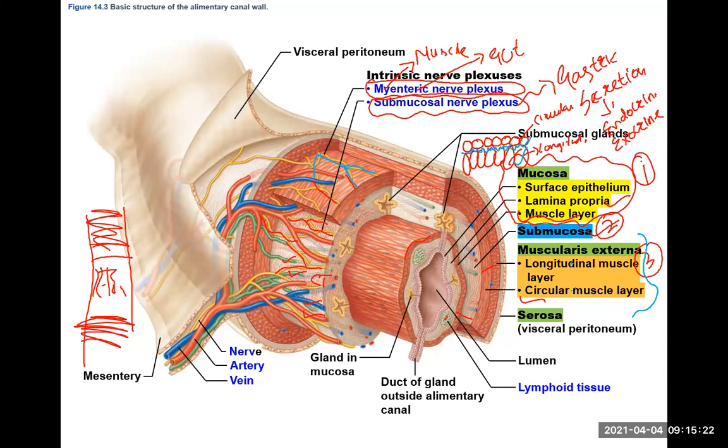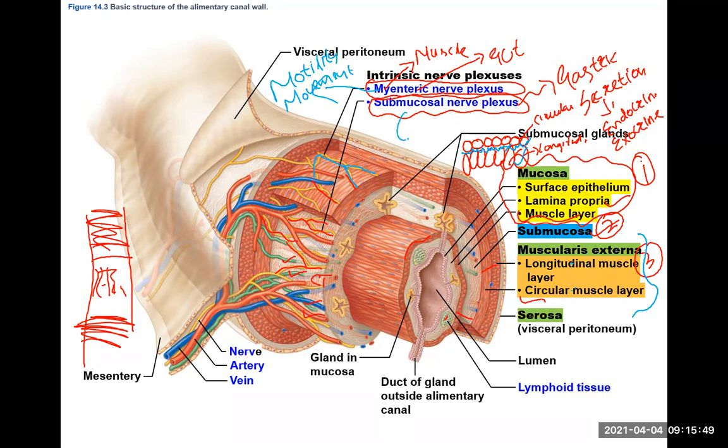So that means the myenteric nerve plexus is responsible for what? For the motility. What is motility? Motility is movement. Movement of what? Food throughout the gastric tract. Movement of waste throughout the gastric tract. That is the responsibility of the myenteric nerve plexus.